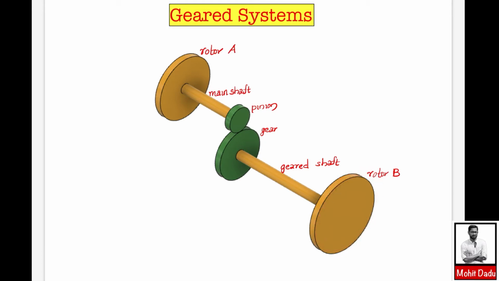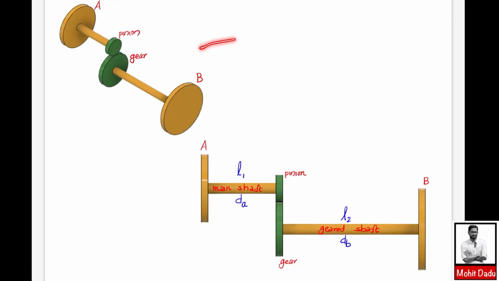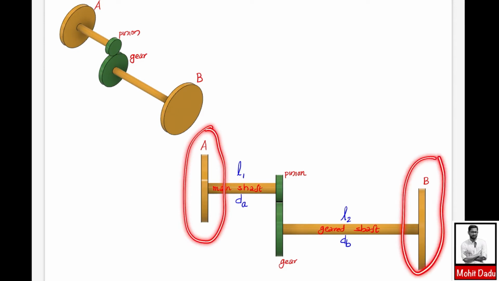So if you observe from the side, that means from the left side view, this will look like this. The main shaft is coming here and this is connected through the pinion and gear to the geared shaft. At the end, rotor A and rotor B are coming.